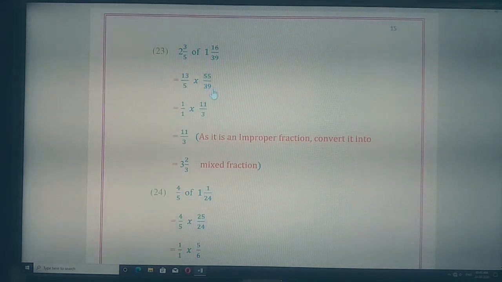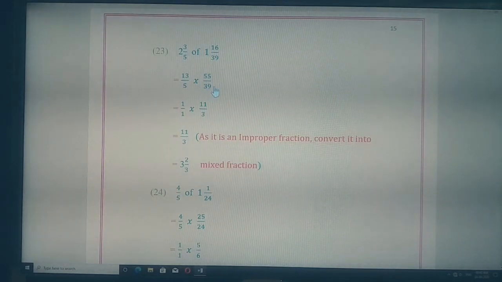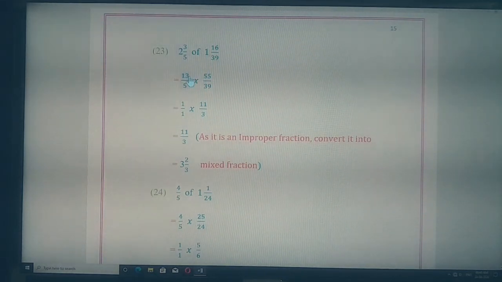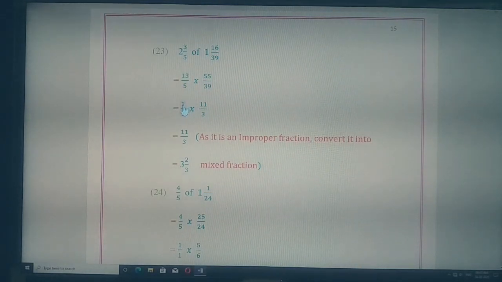So instead of 39 I have to write 3, because 39 is cancelled using the 13 table. 13 threes are 39, so I have to write 3 because 39 is cancelled. Similarly, 13 ones are 13. So 13 is cancelled and I have to write 1 in its place. So I will write 1 here in the next step.